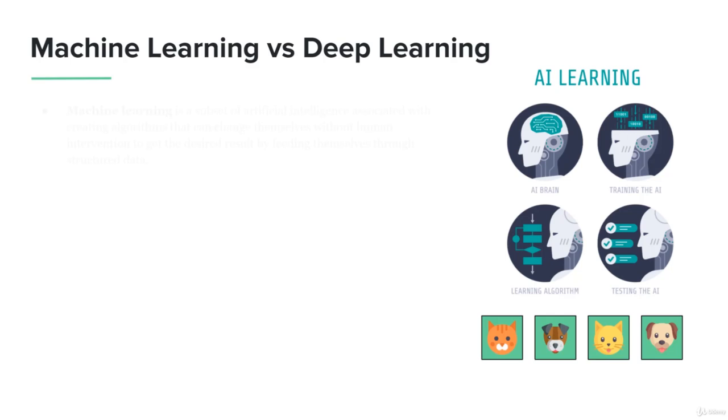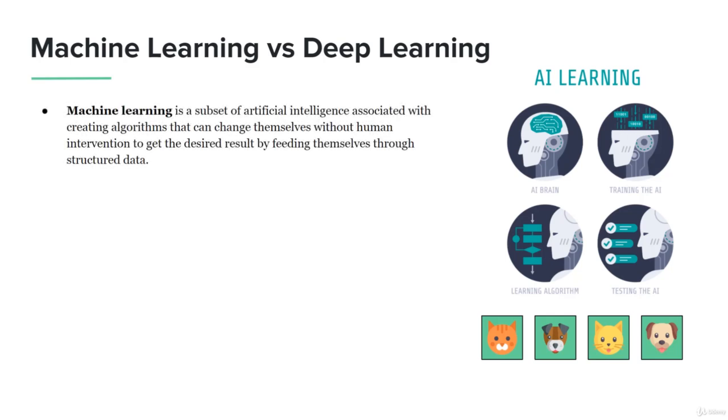Okay, so machine learning versus deep learning. Machine learning is a subset of artificial intelligence associated with creating algorithms that can change themselves without human intervention to get the desired result by feeding themselves through structured data. So that's just the high level understanding and introduction to machine learning. We've gone through the various definitions in the previous video. This is more of a high level, so that you can understand what machine learning is versus deep learning at a very high level.